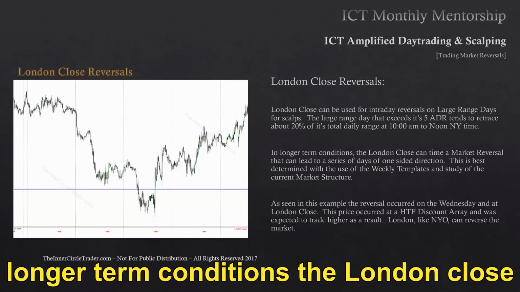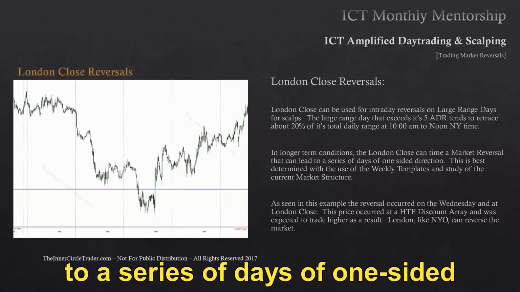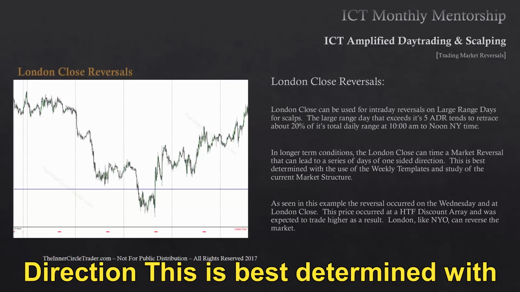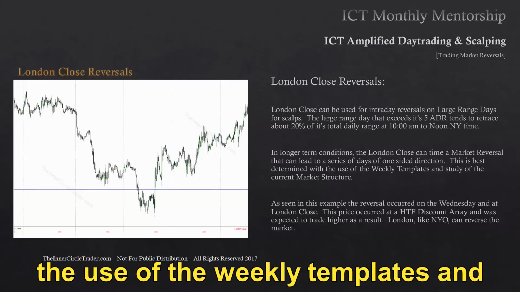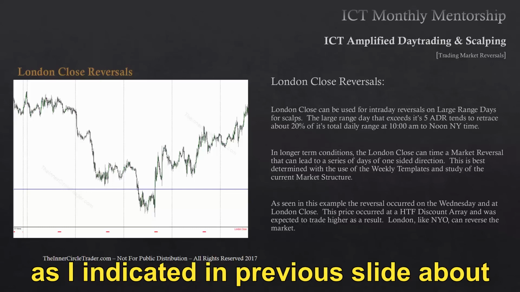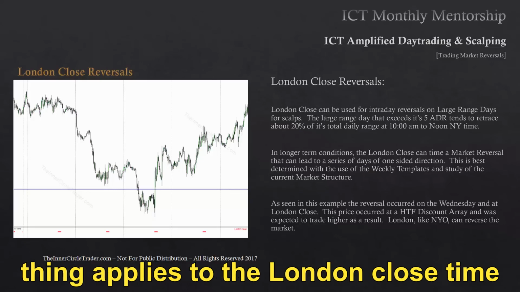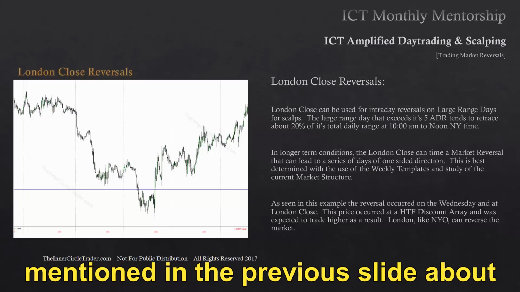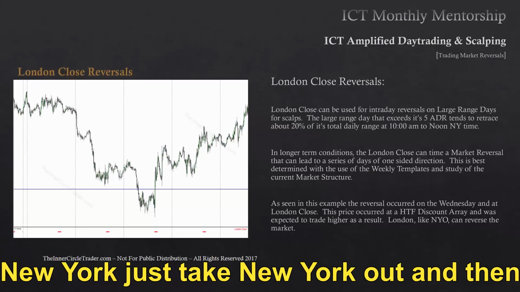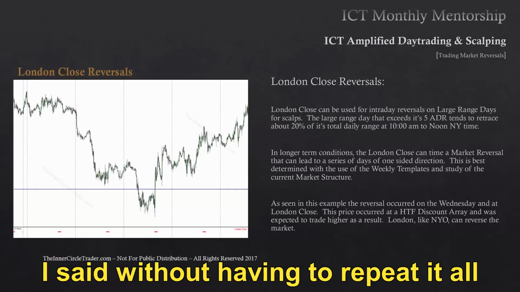In longer term conditions, the London close can time a market reversal that can lead to a series of days of one-sided direction. This is best determined with the use of the weekly templates and study of the current market structure. As I indicated in the previous slide about the New York session reversals, the same thing applies to the London close time period as well. So everything that I mentioned in the previous slide about New York, just take New York out and put in London close for all of the things I said without having to repeat it all.